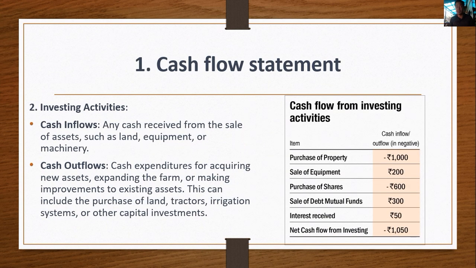Next is your investing activities. Your cash inflows are any cash received from the sale of assets such as land, equipment, or machinery. And cash outflows are expenditures for acquiring new assets, expanding the farm, and making improvements to existing assets. This can include the purchase of land, your tractor, your irrigation system, or other capital investments. All of these are included in your investing activities.